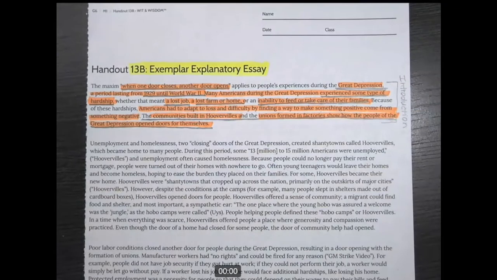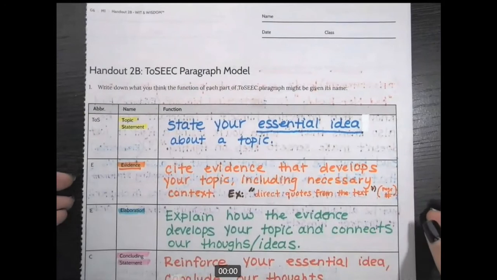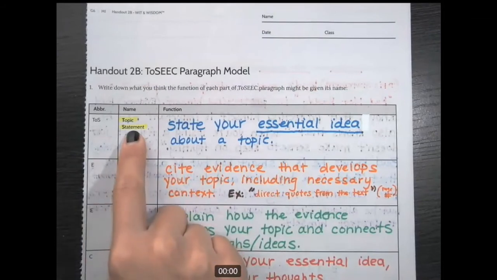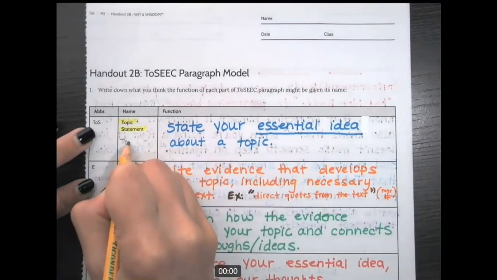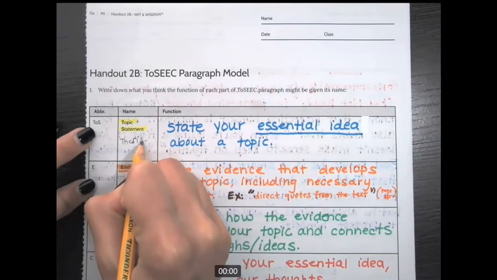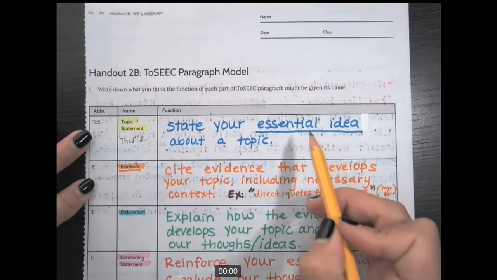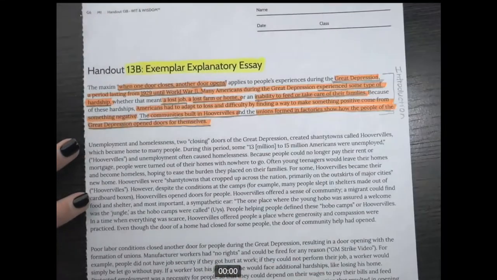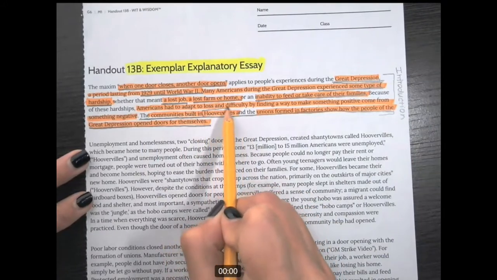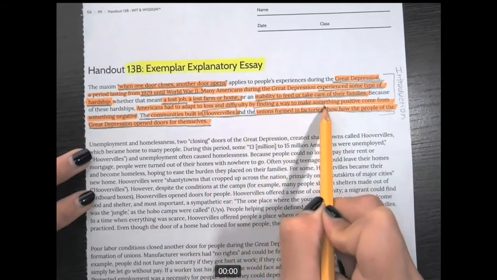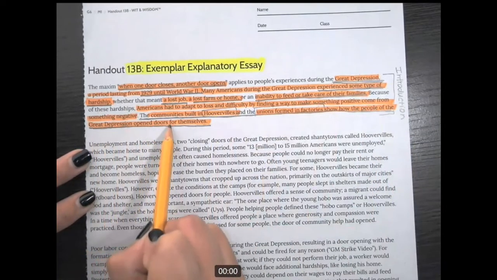So if we remember, we went over the 2-seek model and how we should start our writing. So in this case, we would be starting with our topic statement. Our topic statement can also be known as our thesis, which is one main essential idea about our topic. And in this case, this is where our thesis would be. The communities built in Hoovervilles and unions formed in factories showed how people of the Great Depression opened doors for themselves.